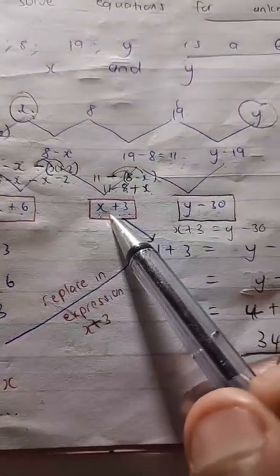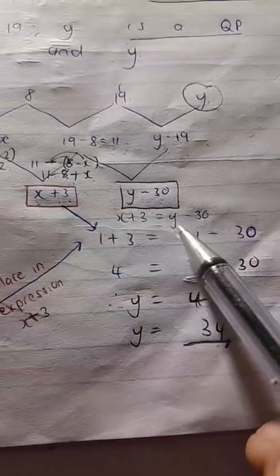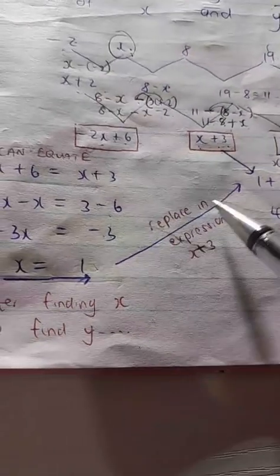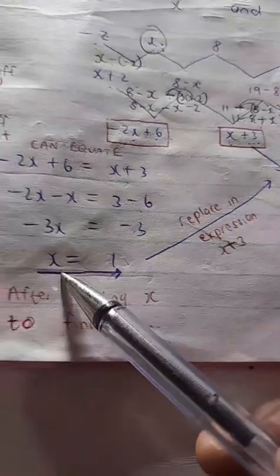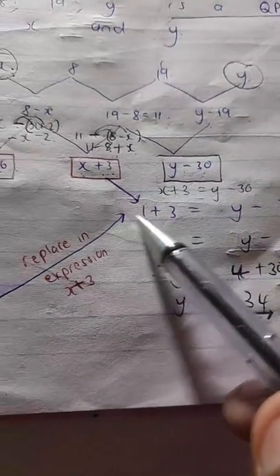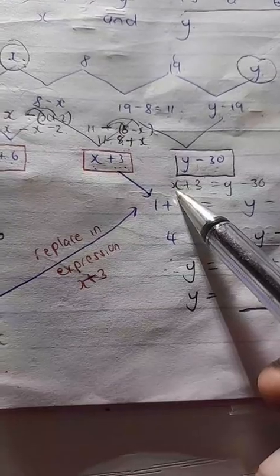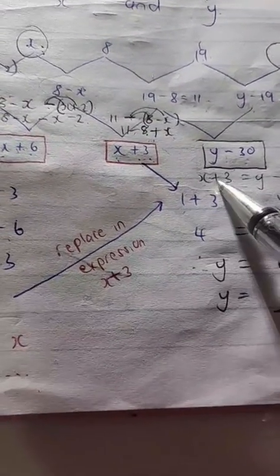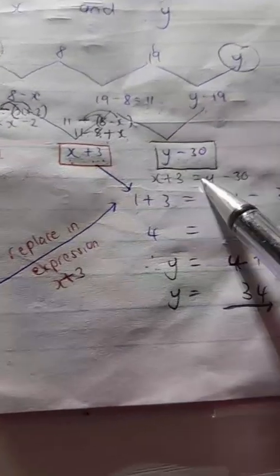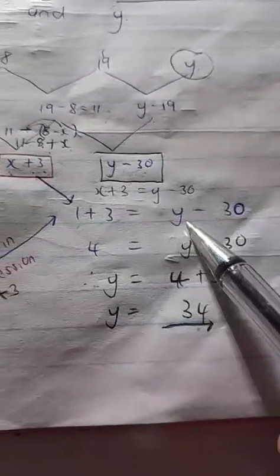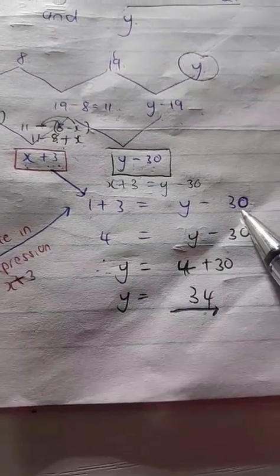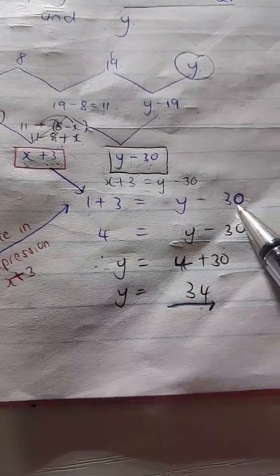We can equate x plus 3 with what? With y minus 30. Why? Because we can replace in the expression of x plus 3 the value of x, which is equal to 1. So in the place of x, we substitute 1, followed by what? Plus 3 is equal to what? y minus what? 30. Then we can solve for what now? For y, using the value of x that we've just gotten.